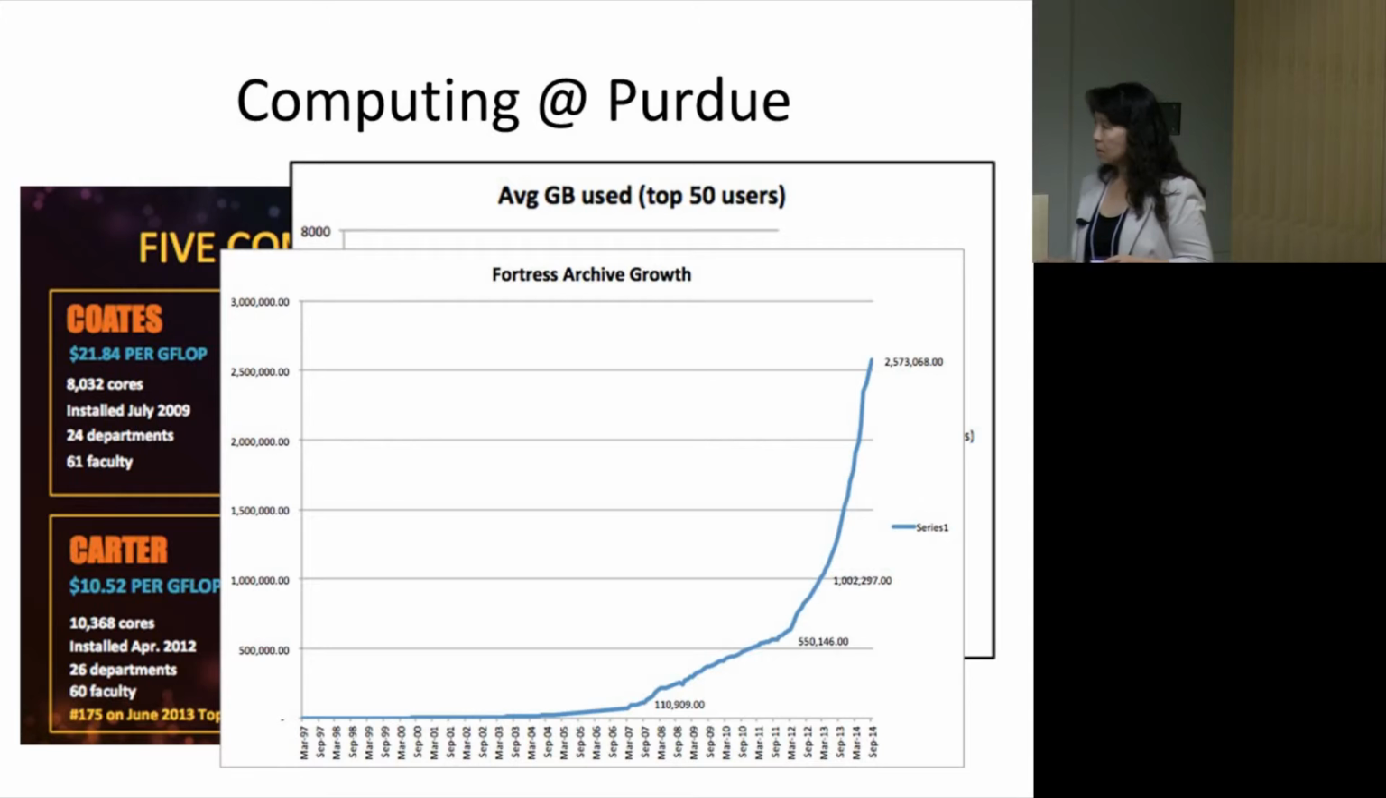The other thing I'd like to mention is that Purdue has a very long tradition of computing. This is a chart that shows, right now we're running 5 large computer clusters. The latest one is named Conte, which has the latest Intel processors and accelerators.